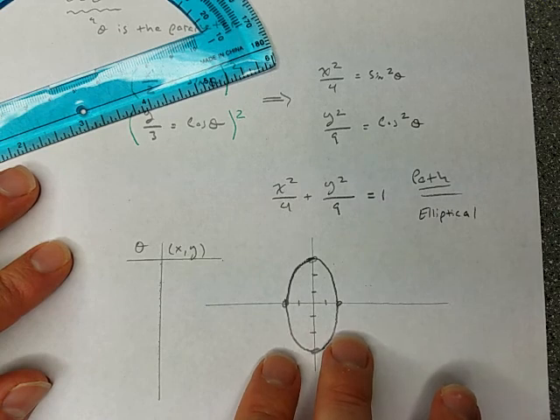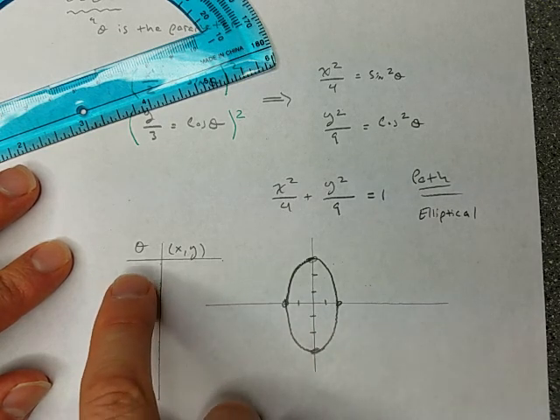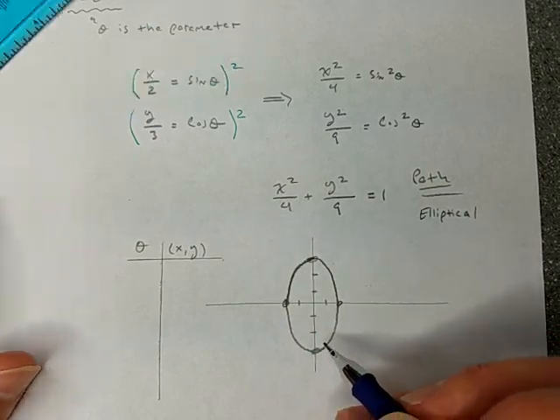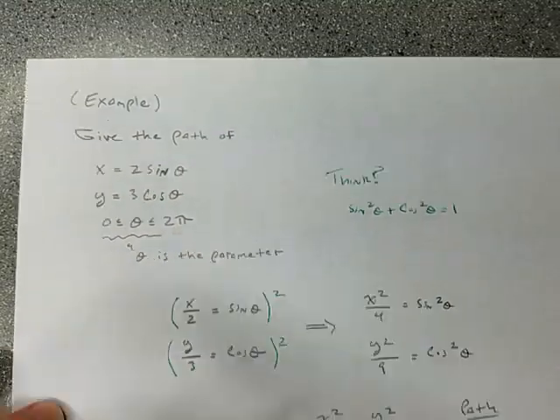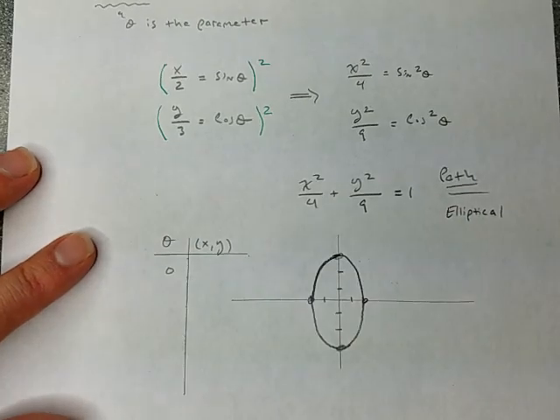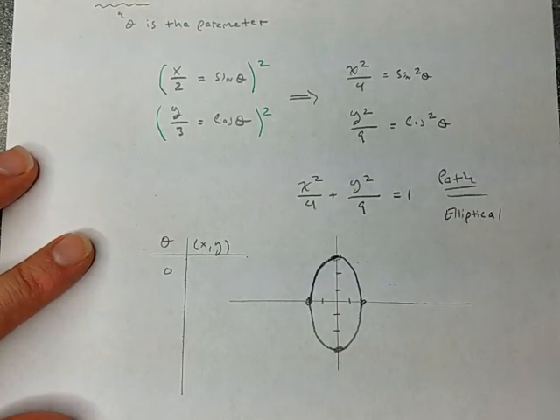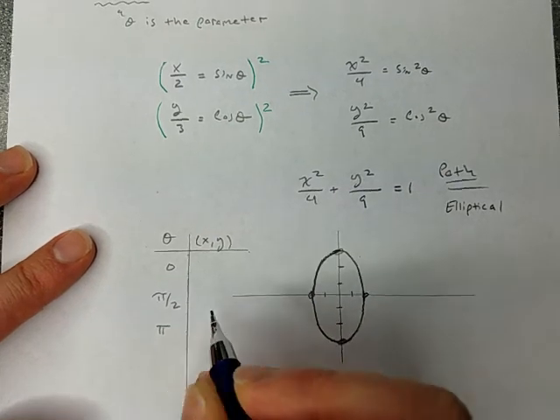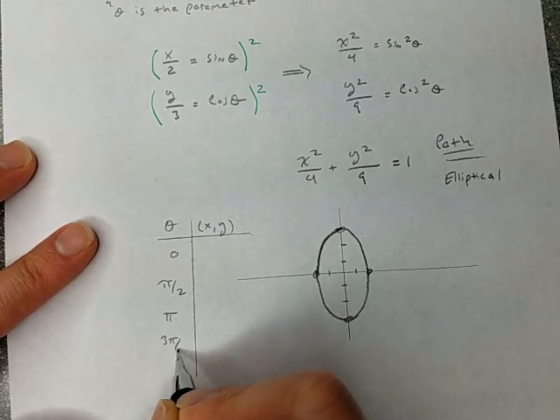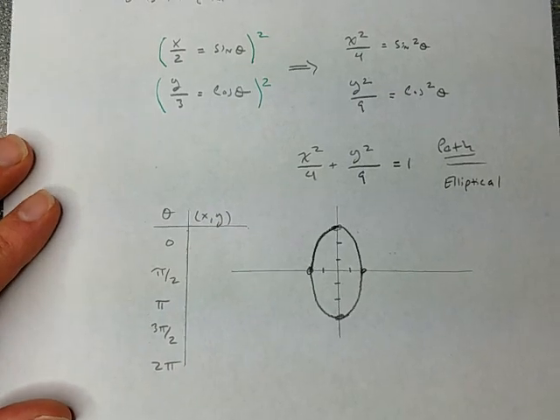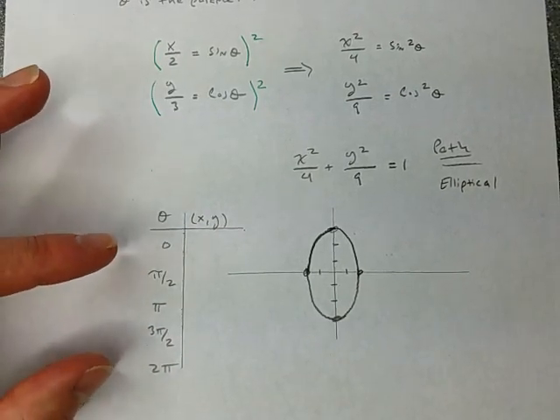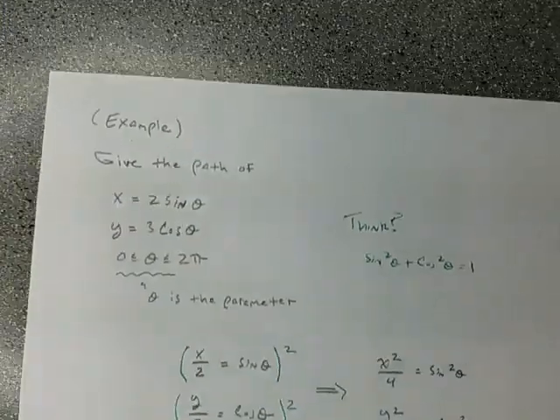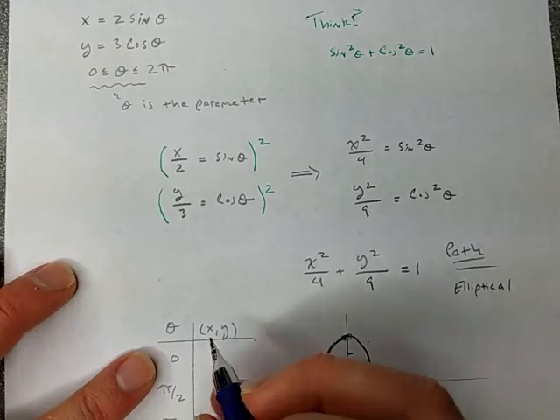I know the path is elliptical already, but let's find some points in terms of theta, and we'll see how it traces over this curve. Okay, so theta was running from 0 to 2 pi. So how are we going to get from 0 to 2 pi? How about 0, pi over 2, pi, 3 pi over 2, 2 pi. Those are some of many, many points you could choose to make your graph. So again, what if theta is 0? What's x and y? 0 and 3.